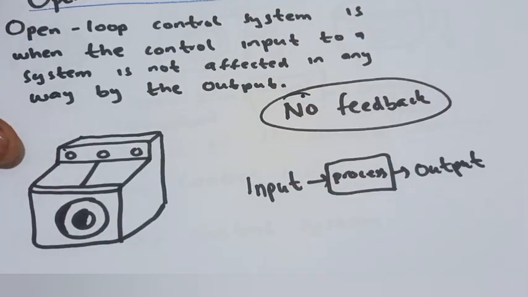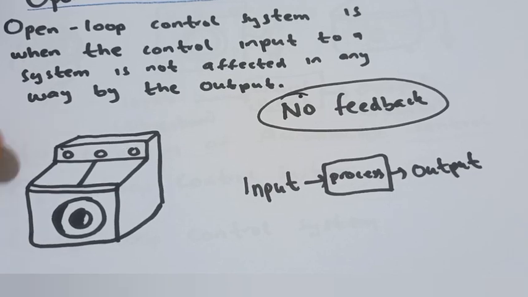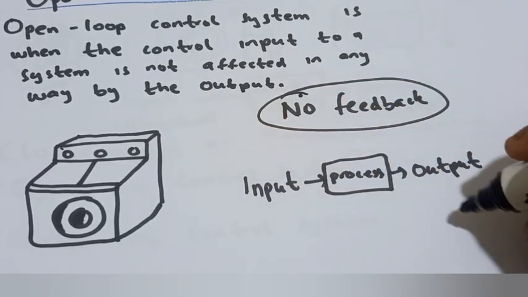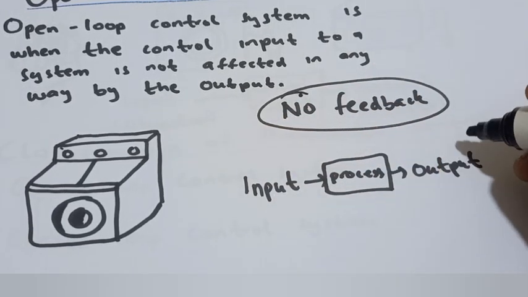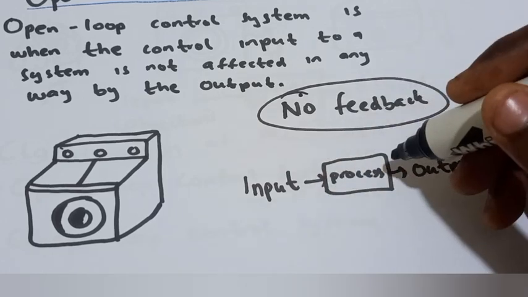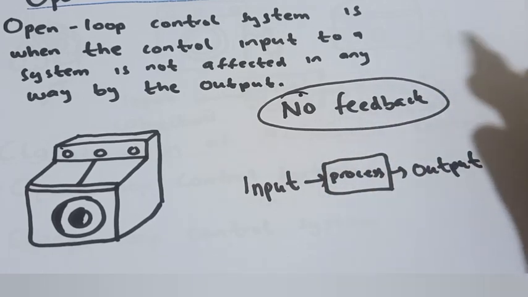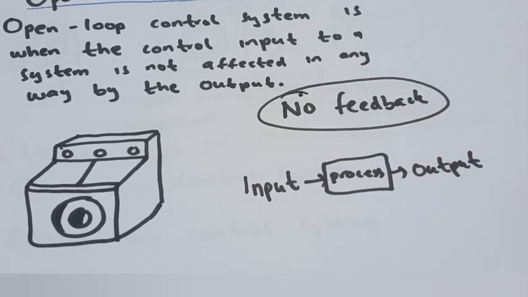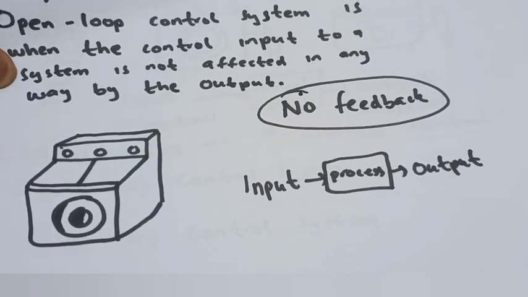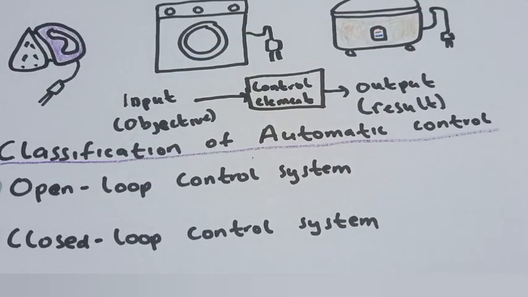So this is the schematic diagram for the open loop system. It has the input, the process unit, and the output. There are no sensors inside. So let's look at the closed loop. Which of these three do you think is a closed loop?